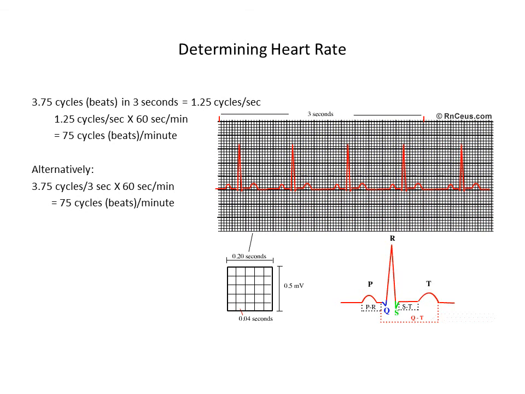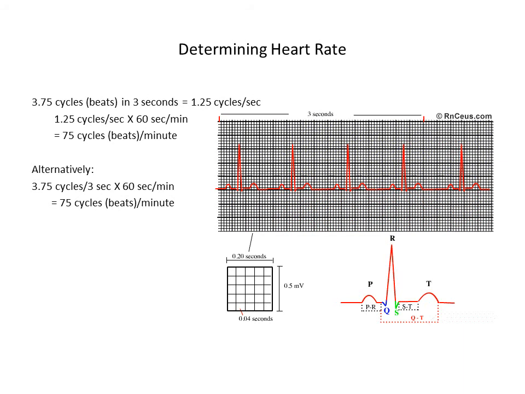So when we analyze that a little further, we determine that it is 3.75 cycles, beats, in 3 seconds, which if you wanted it per second, here's that calculation, you just divide. But normally we report this in minutes, or beats per minute. So we actually multiply that by 60 seconds to get us to 75 beats. If you want to cancel everything at the same time, you just put all the different conversion factors into one equation and get the same thing.